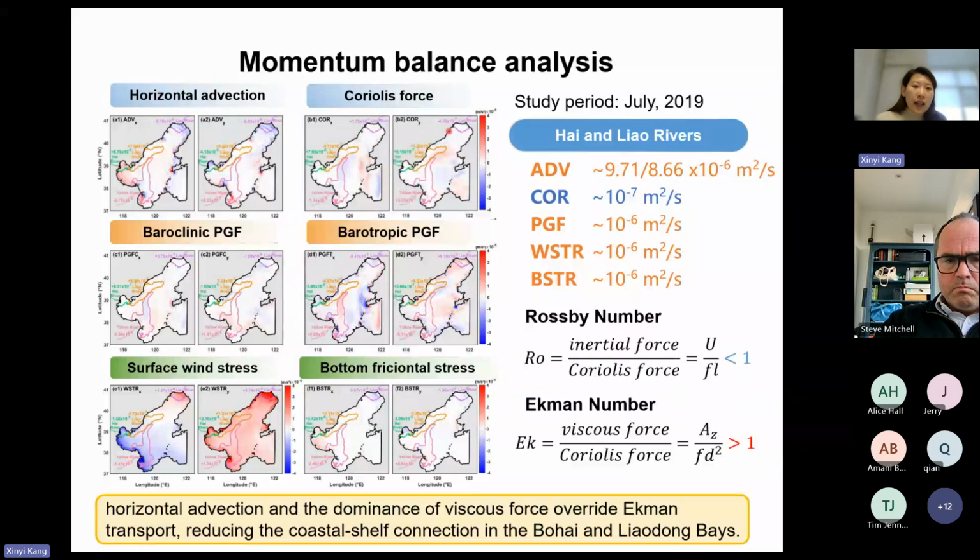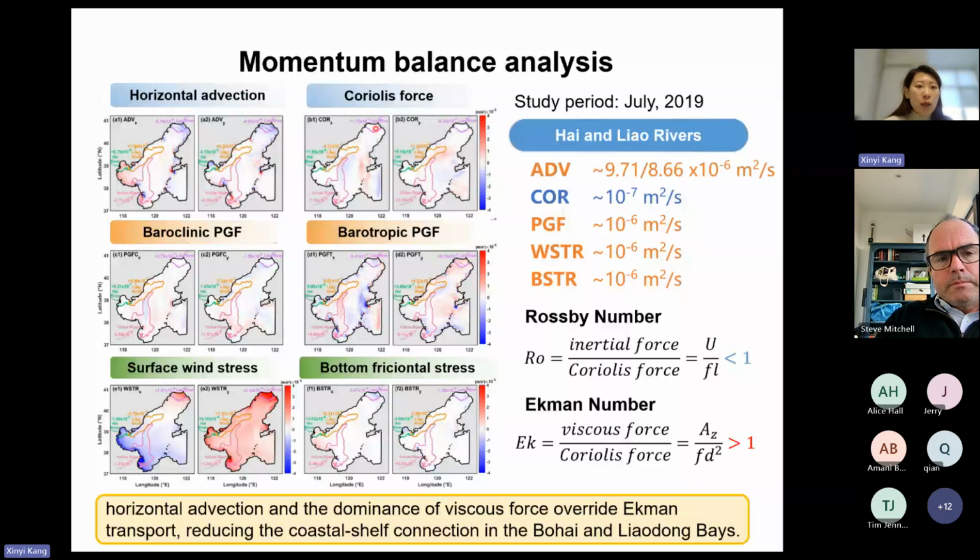And for the Hai River and the Liao River, in July 2019, the particles are more confined to the local regions. So this indicates that the horizontal advection and the dominance of viscous force override Ekman transport. This will reduce the coastal-shelf connections in the Bohai and Liaodong bays.